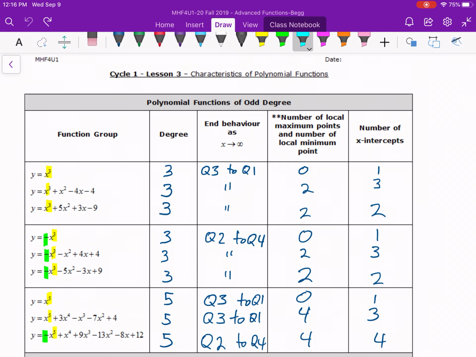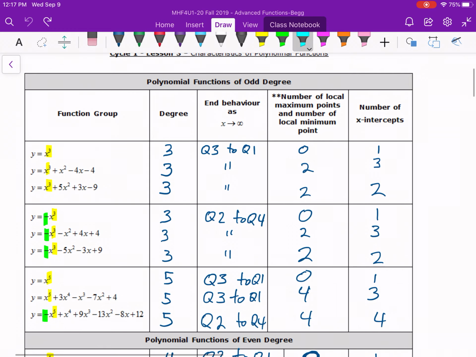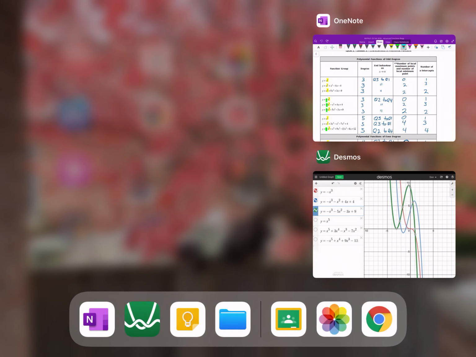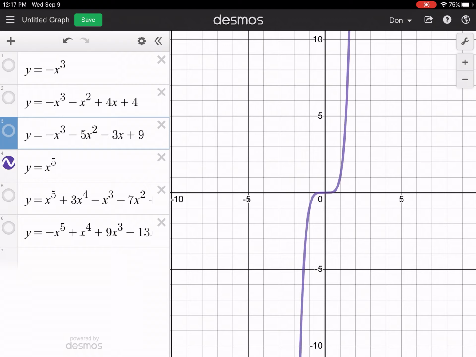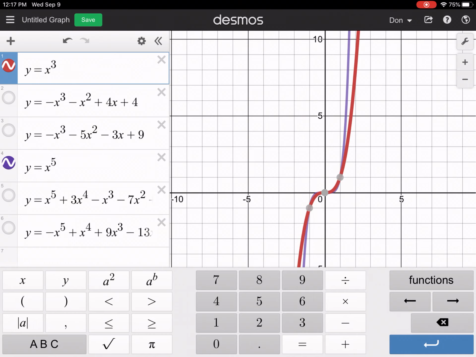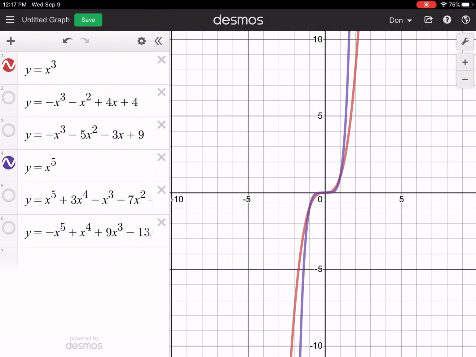So that is that group. And the next group, y equals x to the 5, and so on. There's 3 more that go with it. Let me turn these off, and let's see what they look like. Here's y equals x to the 5. Very similar to y equals x cubed. Slightly different shape. Oops, let's get rid of that negative so we can compare them. See, they're very similar, right? Red one is y equals x cubed, purple one is y equals x to the 5. Really similar because they're both odd degree functions. We've talked about that a little bit as well.